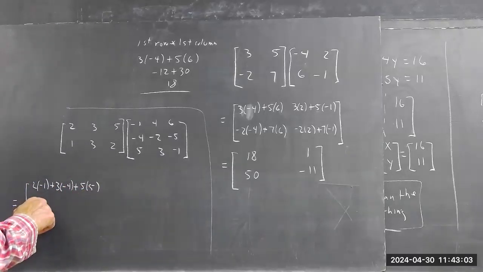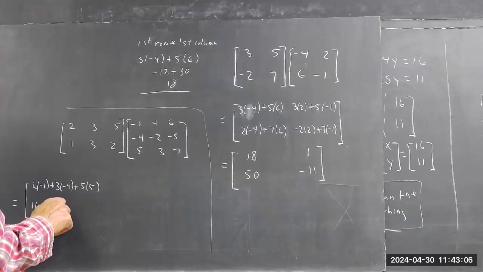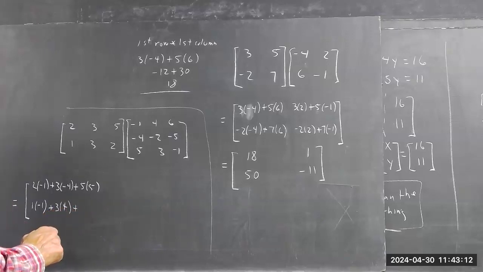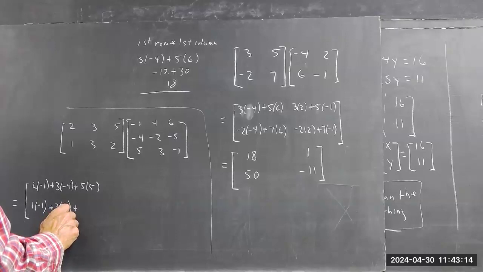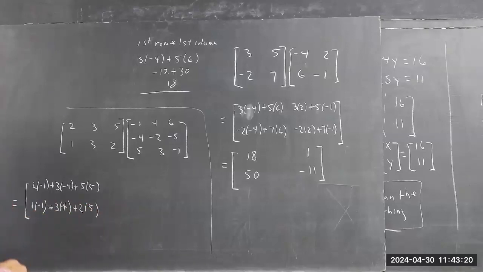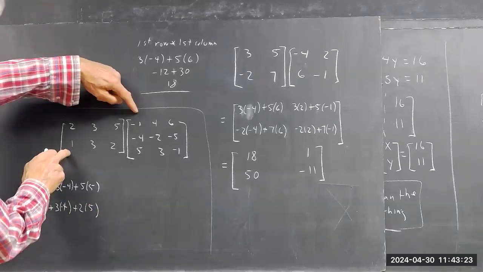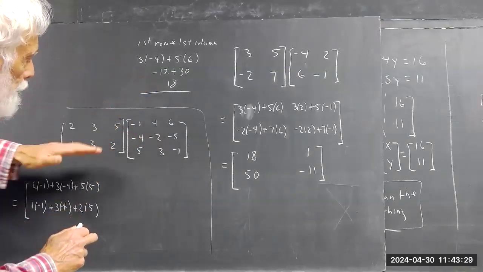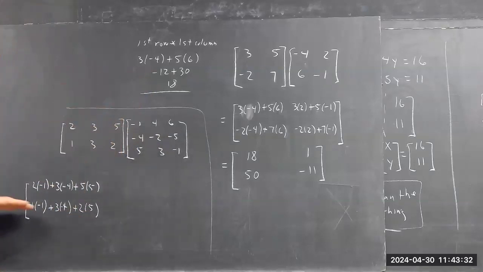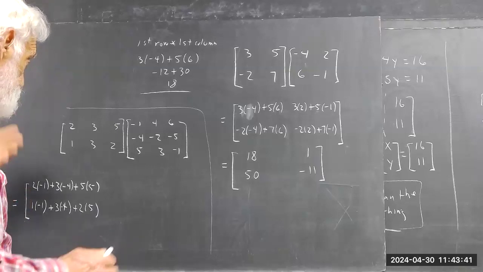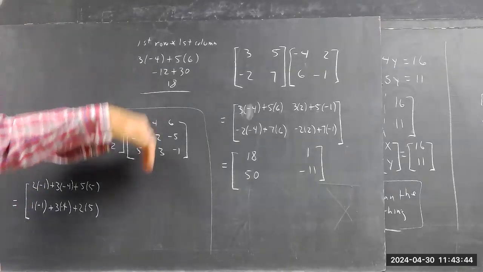Okay, so we've got 1 times -1 plus 3 times -4 plus 2 times 5. That's the second row times the first column, and it goes in the second row and the first column. Then we're going to multiply the first row by the second column.